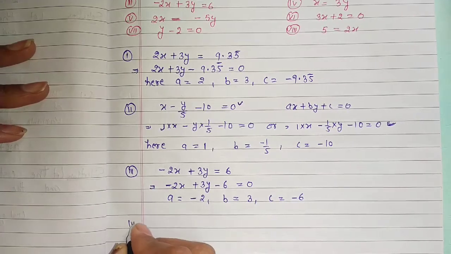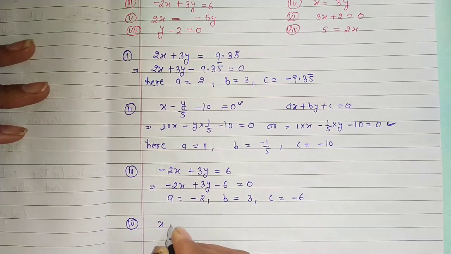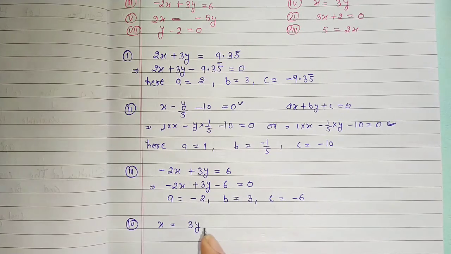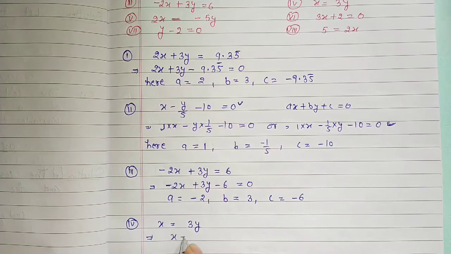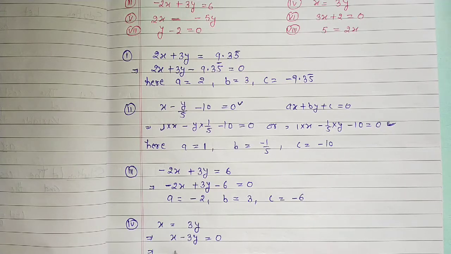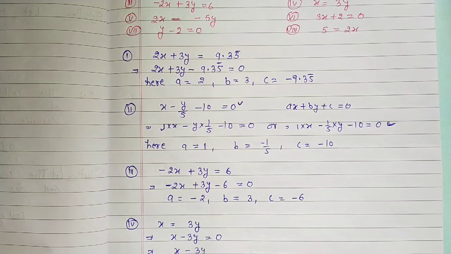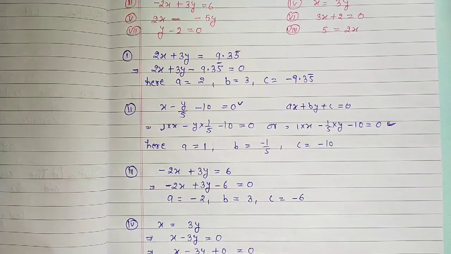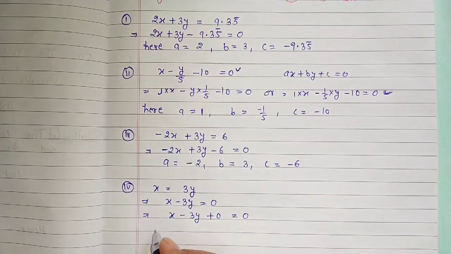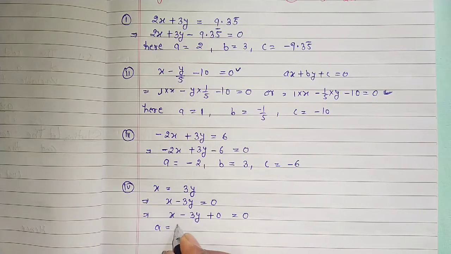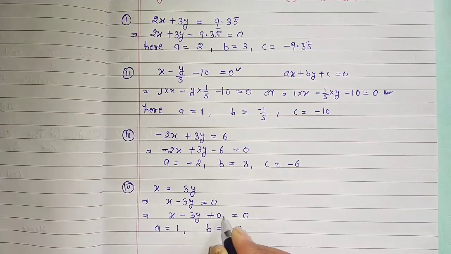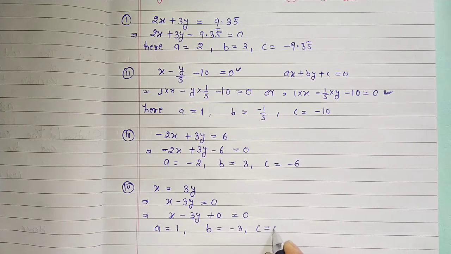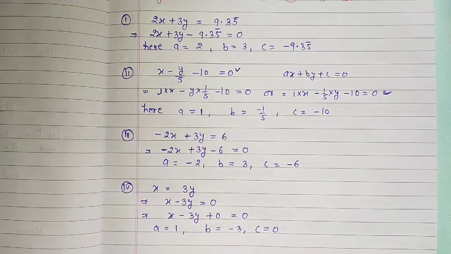And the fourth part is x equal to 3y. By transferring 3y to the LHS, it becomes negative and we can write it as x minus 3y equal to 0. And we can write it in standard form as x minus 3y plus 0 equal to 0. Here, a equals the coefficient of x, that is 1. b is the coefficient of y, that is minus 3. And c is the constant term, that is 0. Here the value of c is 0.